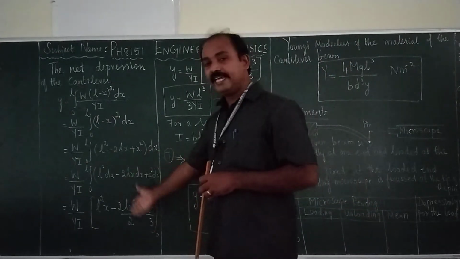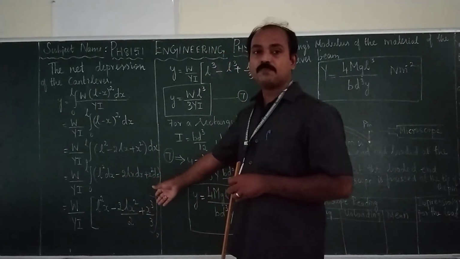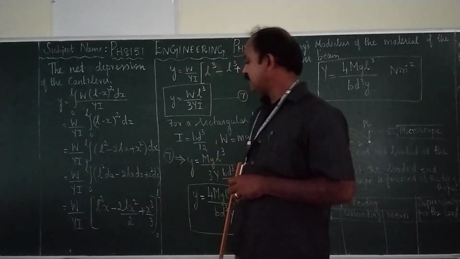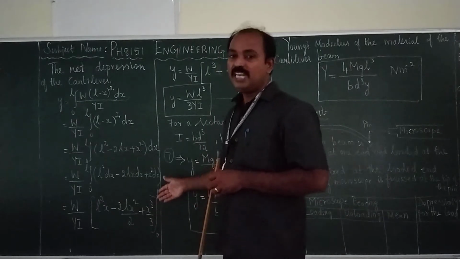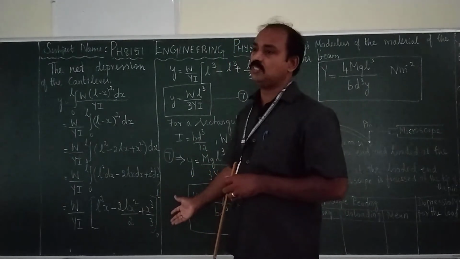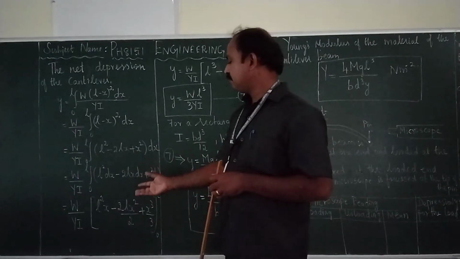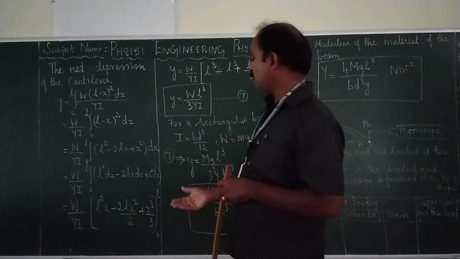So after taking integration, L squared into x minus 2L x power 2 divided by 2. This 2 cancels. And plus x power 3 by 3. Now substitute this limit value. First we substitute the upper limit, that means x is equal to L. The lower limit x is equal to 0.